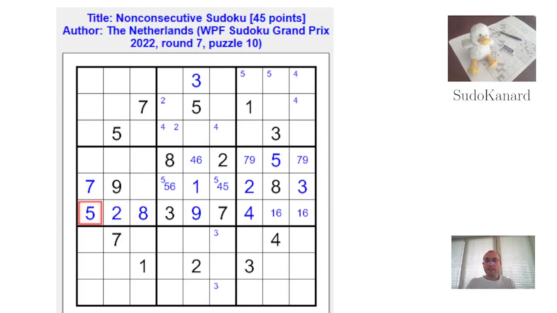And this has to be from 4 and 6 on this row. So this will never be a 5, that's a 6, a 4, a 5, and a 4.